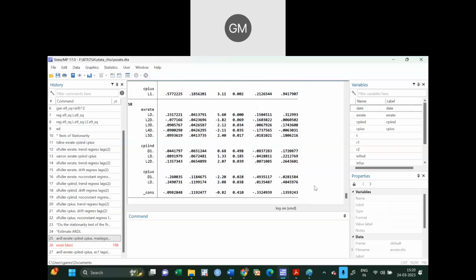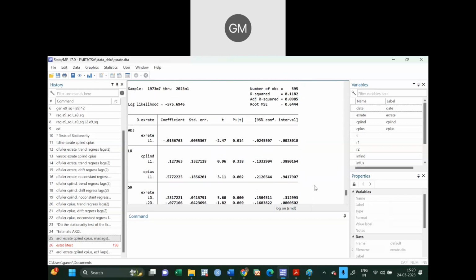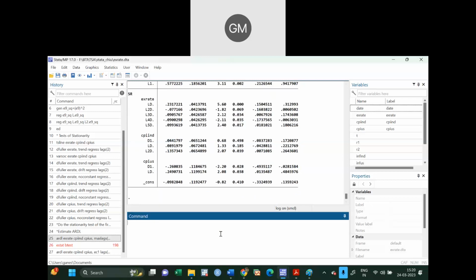Other interpretations you can look at. In terms of stability, it's quite stable at minus 0.01. Now, fine. In addition, you can look at the other tests.